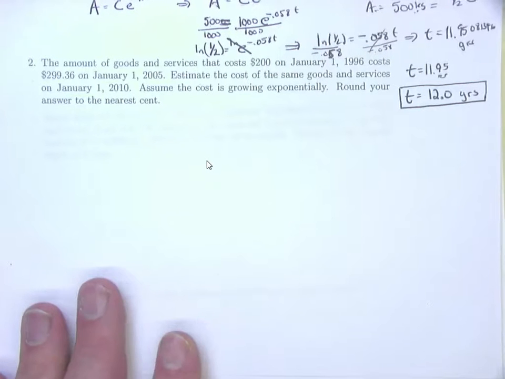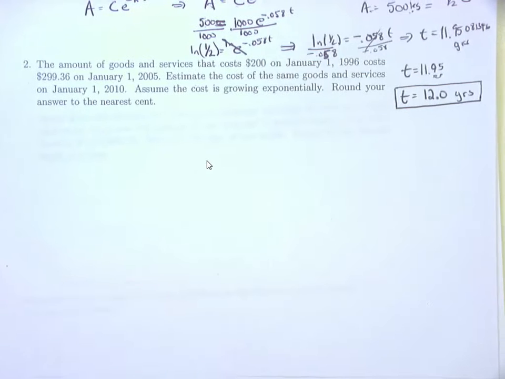Next one says this. The amount of goods and services that cost $200 on January 1st, 1996 cost $299.36 on January 1st, 2005. Estimate the cost of the sample goods and services on January 1st, 2010, assuming the cost is growing exponentially. And round your answer off to the nearest cent.